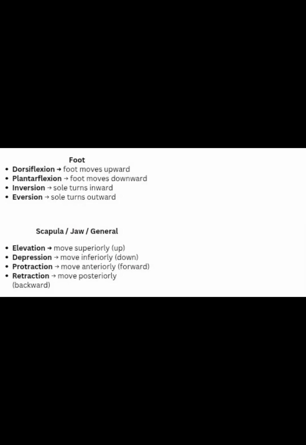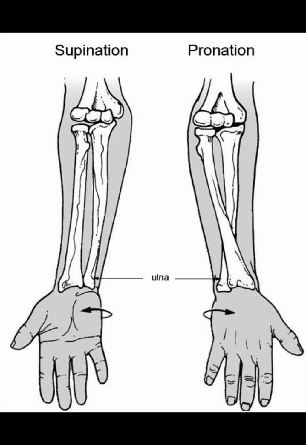Specialized movements, forearm and hand. The forearm possesses a unique rotational capability. Supination: rotating the forearm so the palm faces anterior, which is forward or up. Pronation: rotating the forearm so the palm faces posterior, which is backward or down.